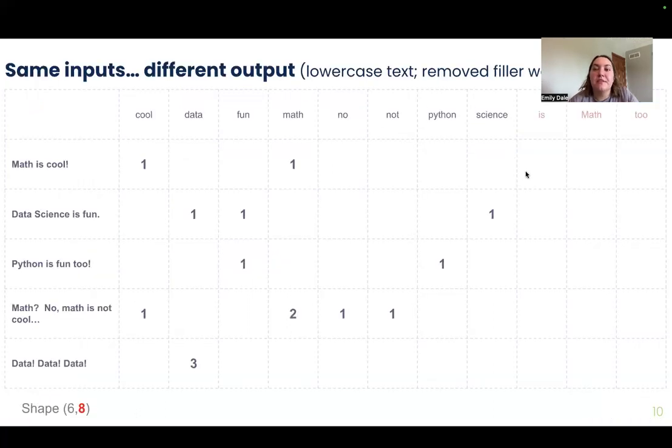So here's one where we've taken out the filler words, so is and to, and we've made everything lowercase. So that means we no longer have that uppercase math. And now math is here, and you notice that uppercase, lowercase, it doesn't matter. Now we just know that there's two instances of math there. So instead of a 6x11 matrix, we now have a 6x8. So you see how that's slowly shrinking down our data set because we want to focus on what's most important.